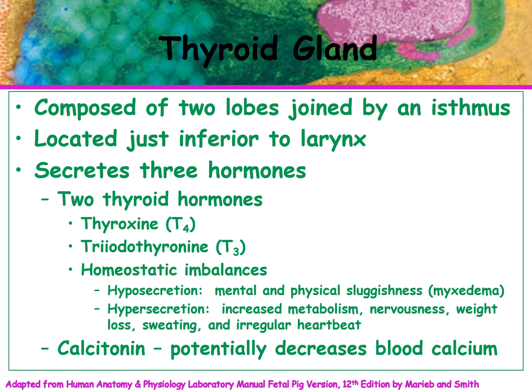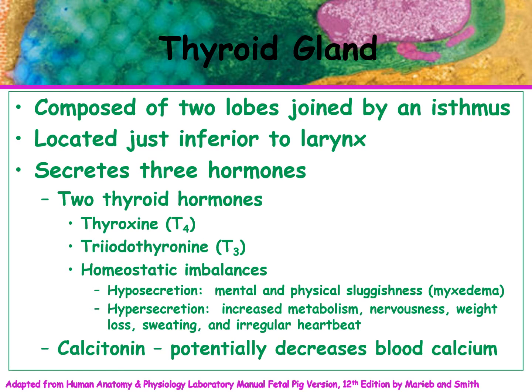The thyroid gland secretes 3 hormones. The first 2 hormones are called thyroxine, or T4, and triiodothyronine, T3. These hormones are responsible for regulating our metabolism. When we speak of the metabolic rate, that means the amount of energy we require to carry out our autonomic functions such as breathing, maintaining our blood pressure, and so forth.